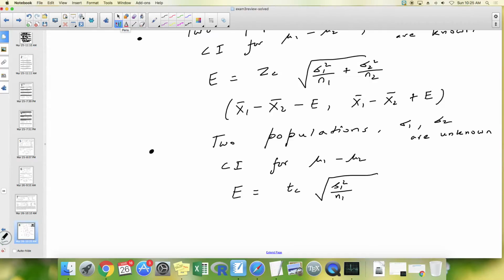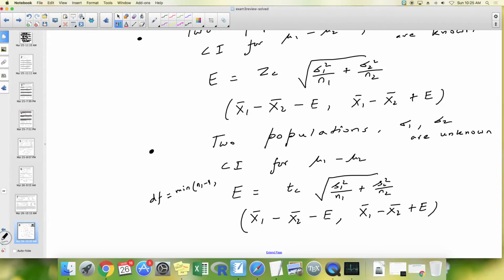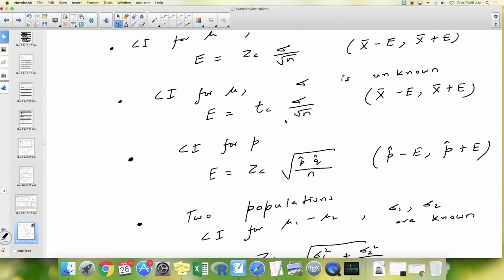S1 square by N1 plus S2 square by N2. And as usual, the confidence interval is x1 bar minus x2 bar minus E comma x1 bar minus x2 bar plus E. Here degrees of freedom is minimum of n1 minus 1 comma n2 minus 1, and obviously here degrees of freedom is n minus 1.